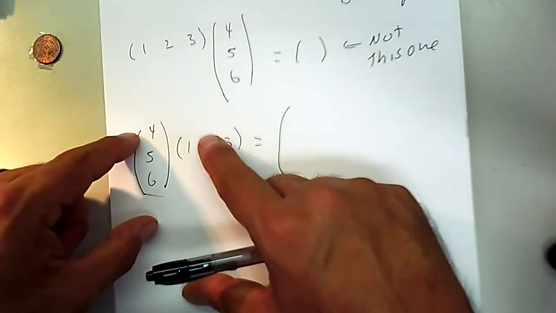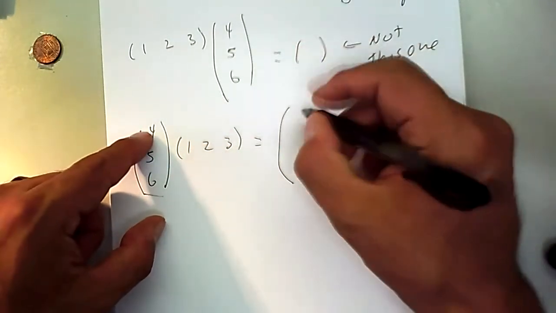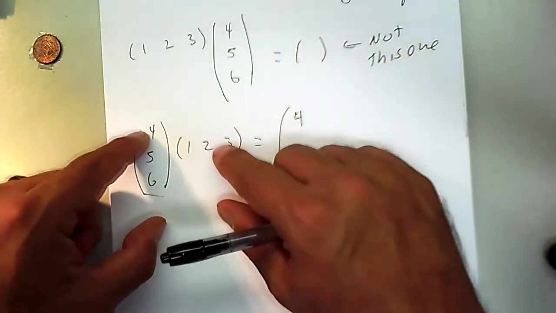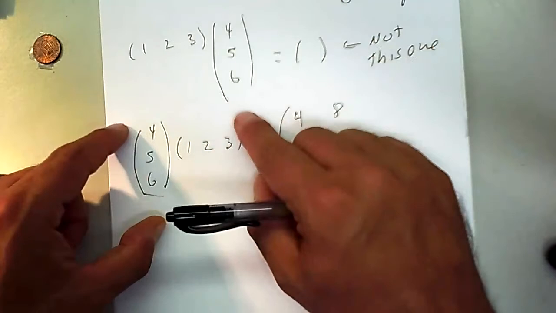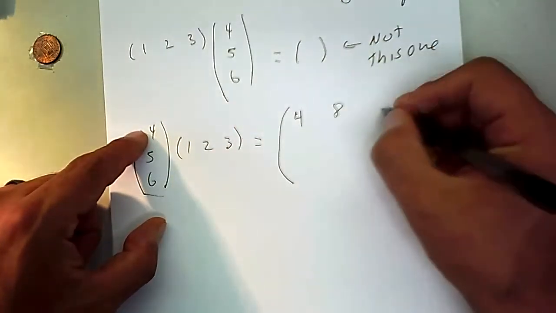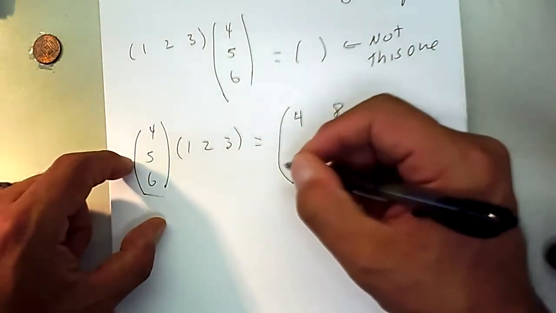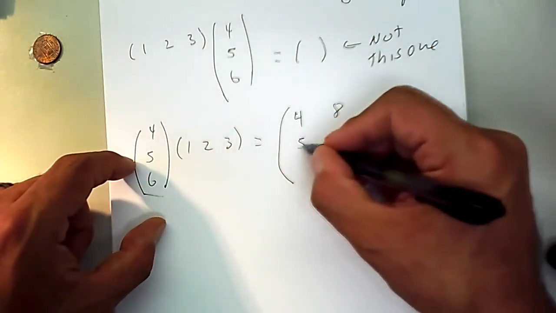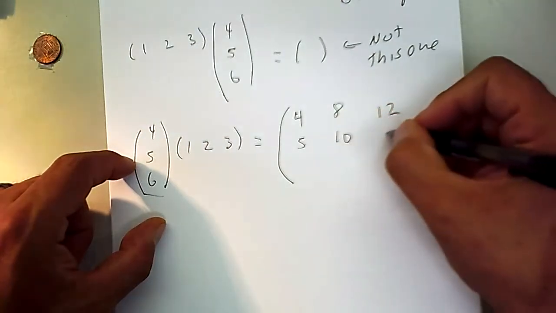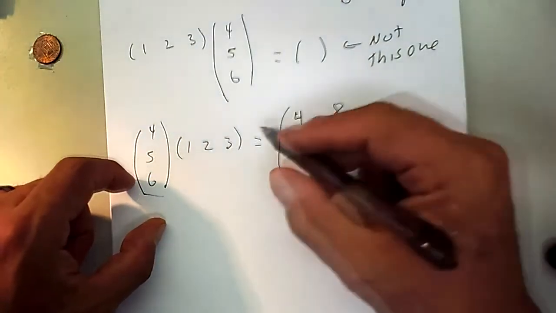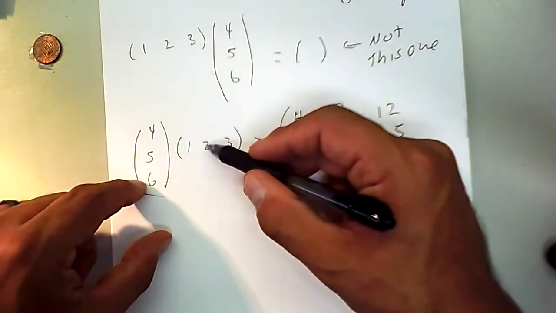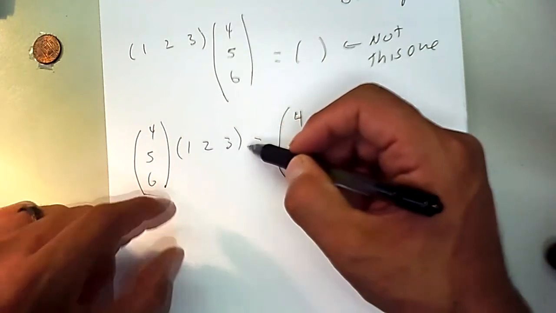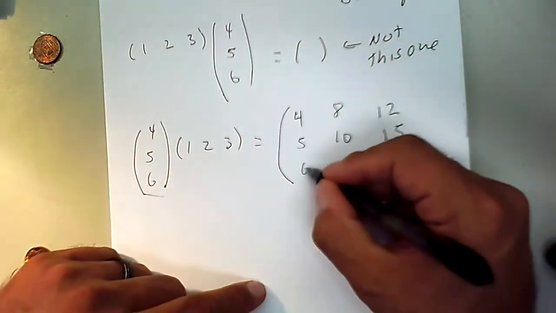So the multiplications are very short. It's just 4, 8, 12, 5, 10, 15, 6, 12, 18.